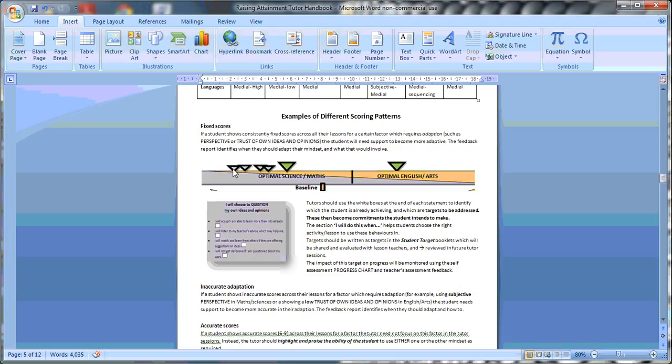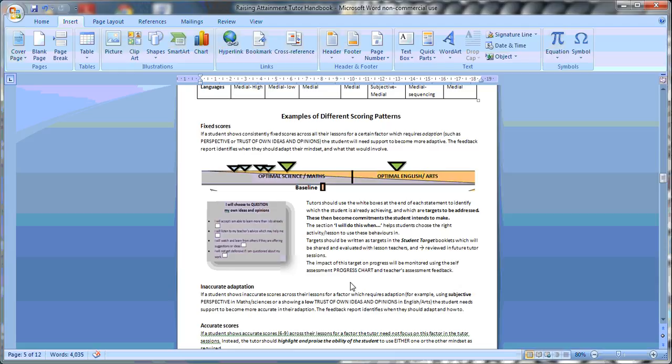Therefore, one of the goals that we're going to seek to make through the program is to help the student to discriminate between adopting that mindset in some subjects when it's appropriate, but being able to be more flexible in choosing other mindsets when that is also appropriate.